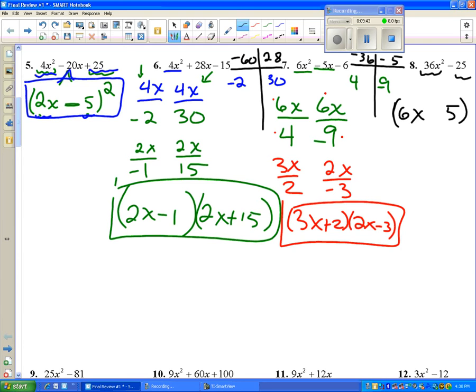Well, is it subtraction in the middle? Yes. So my answer is, forgive what I just did, my answer is 6x minus 5, 6x plus 5. I didn't leave myself enough room. They're conjugates. They're the opposites.